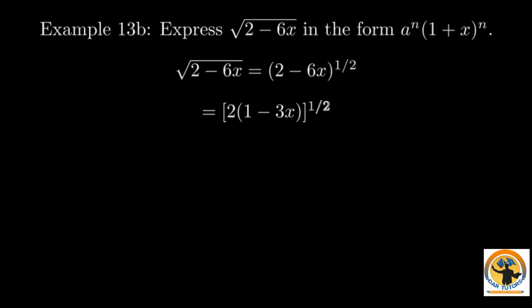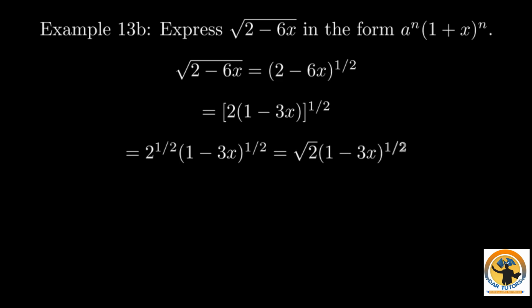Using square brackets can make the grouping clearer. Next, we apply the power of 1/2 to both factors. This becomes 2^(1/2) times (1 - 3x)^(1/2). And 2^(1/2) is simply the square root of 2. So our final form is the square root of 2 times (1 - 3x)^(1/2).